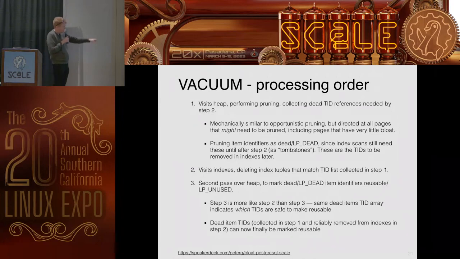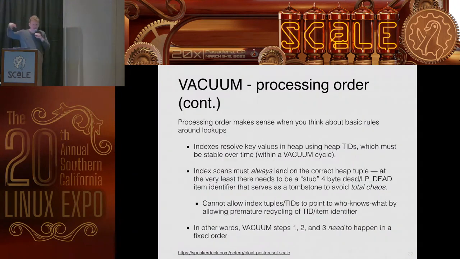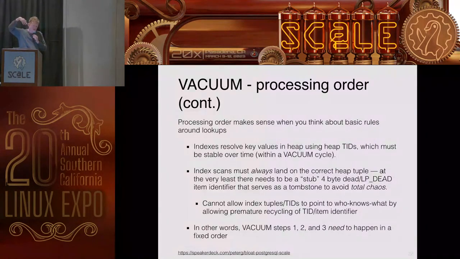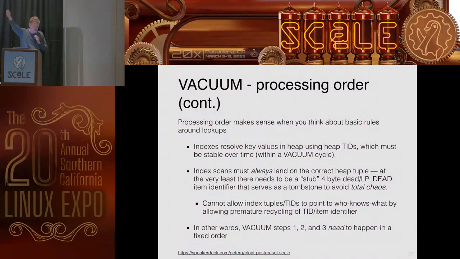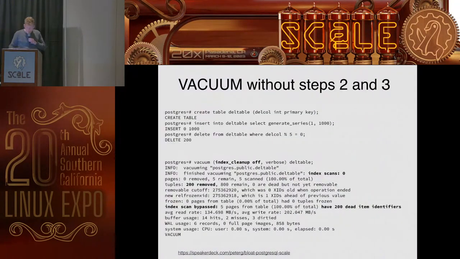And Vacuum is the only thing that'll do this third step here, because there's nothing else that has the kind of high-level context sufficient to make sure it's going to be safe to make these dead item identifiers reusable. There's going to be an example of this that will hopefully make it a little clearer, that you can run for yourself. So again, Vacuum itself is uniquely capable of making these dead identifiers reusable, because only it can make sure that there couldn't possibly be anything in indexes pointing to these things. Only it can make it safe.